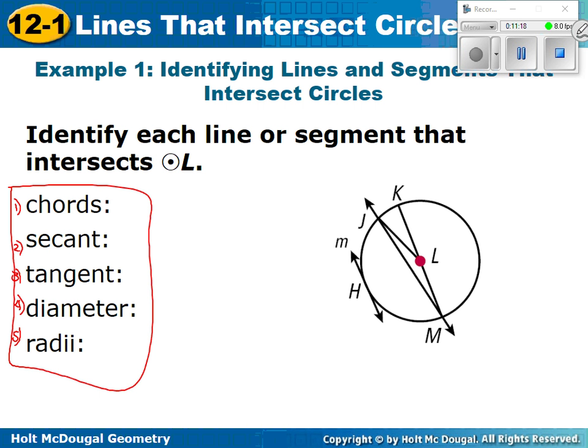So when you get to the homework and it has these directions, you're going to need to write on your paper chord, secant, tangent, diameter, radii, and then list all of those things. So go ahead, you and your partner, name every chord, every secant, tangent, diameter, or radius that you see in the picture. And then we'll check it.